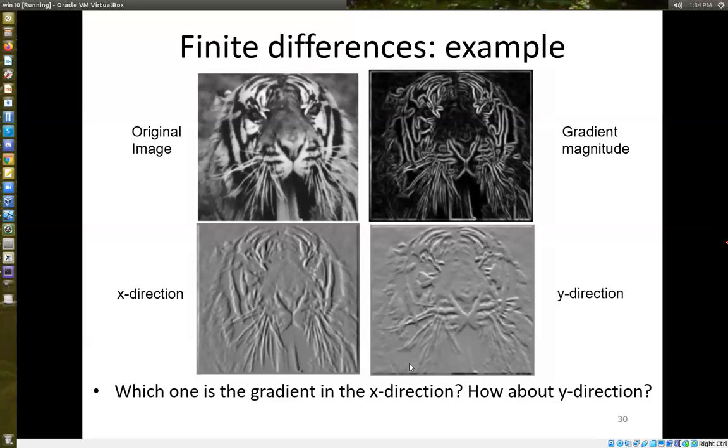This will be the y direction. They catch the horizontal edges. So now if I combine the magnitude of these two together, I will just get the gradient magnitude, which will more or less catch all the edges. That's basically what you get: a simple edge detector.